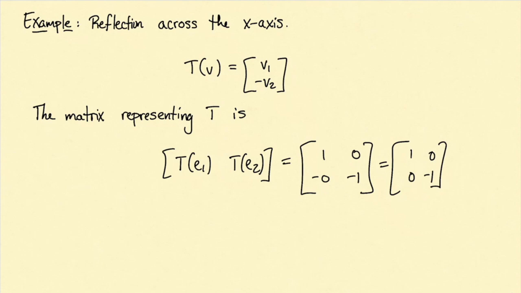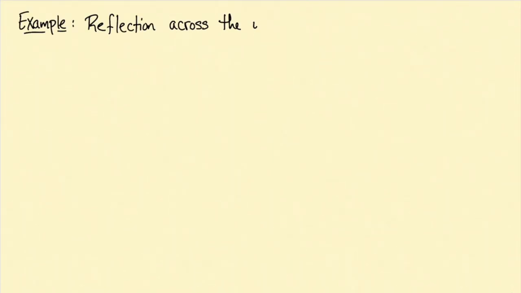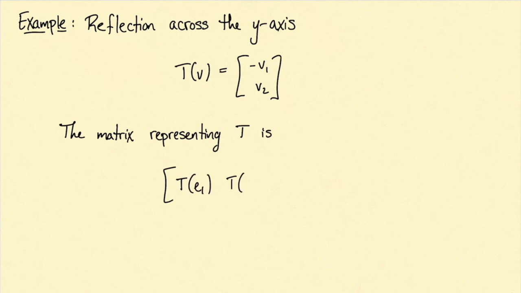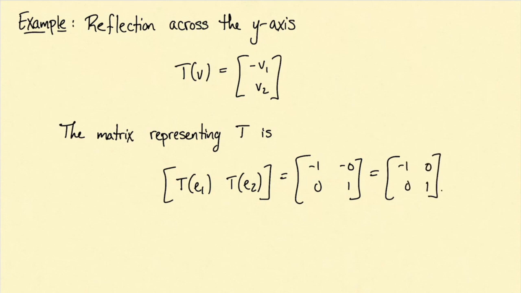For our next example, let's do reflection across the y-axis. Similar to reflection across the x-axis, this one simply negates the x-coordinate. Again, to get the matrix that represents our transformation T, we simply apply T to the unit vector along the positive x-axis and the unit vector along the positive y-axis.